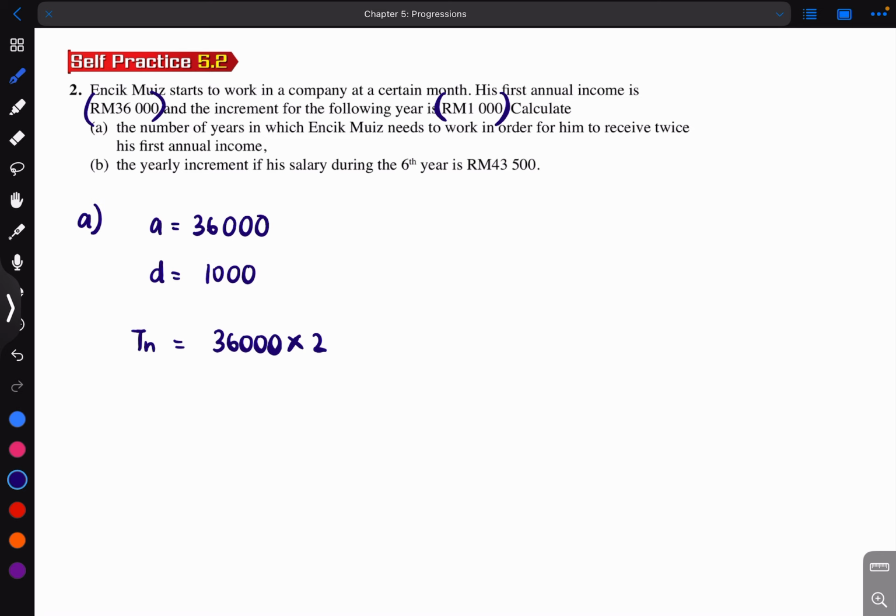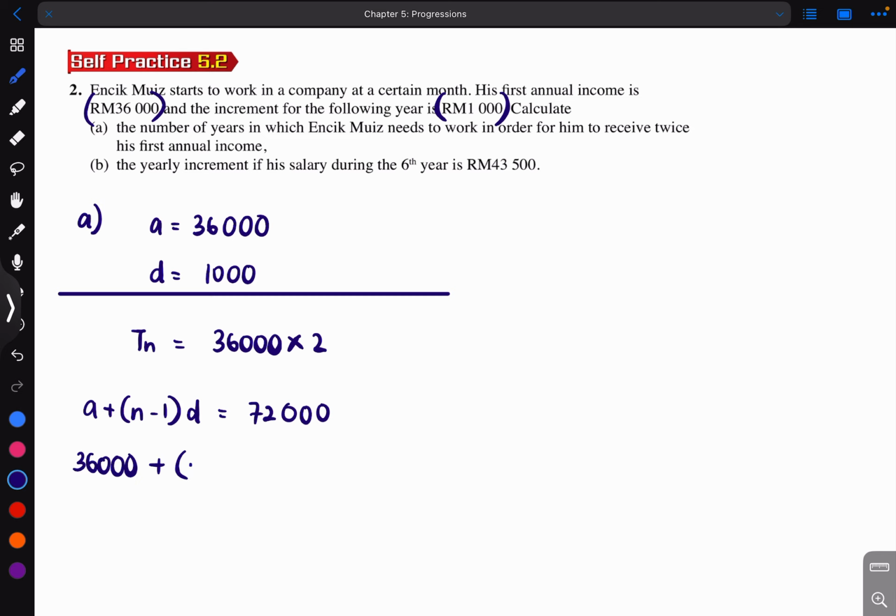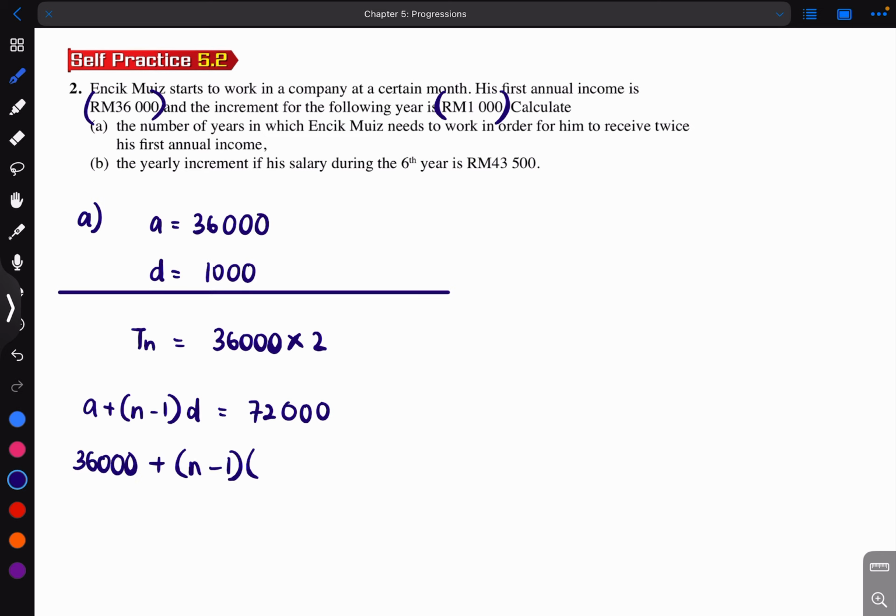Okay, so this is an arithmetic progression. So Tn is A plus (N minus 1)D. 36,000 times 2 is 72,000. Then we sub in the values that we have. So we know A is 36,000. N is what we want to find. D is 1,000.